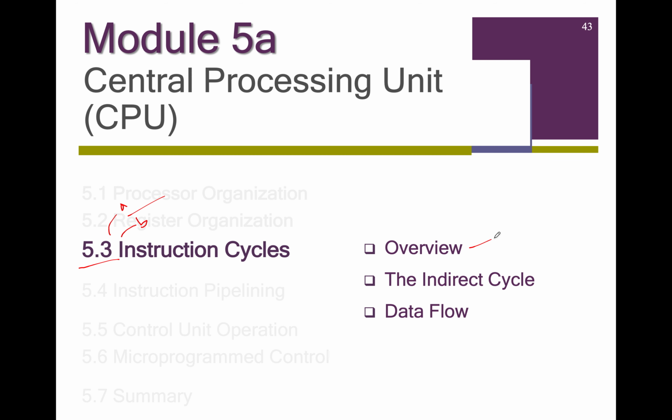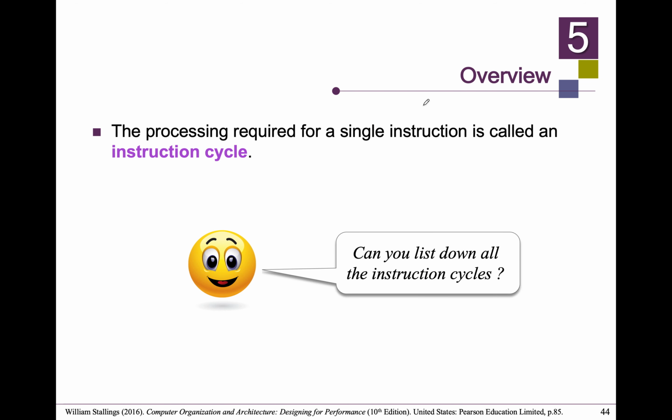We're going to look into the overview in 5.3 and the indirect cycle, lastly the data flow, but it depends on how long the duration is while I explain. So the overview: the processing required for a single instruction is called an instruction cycle.